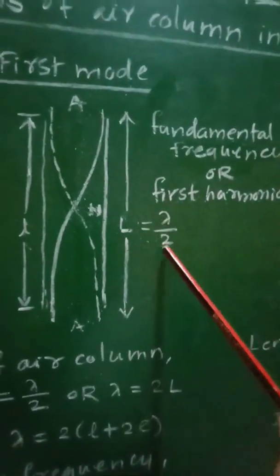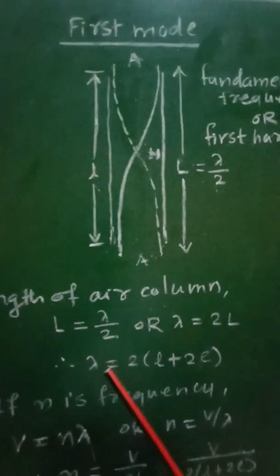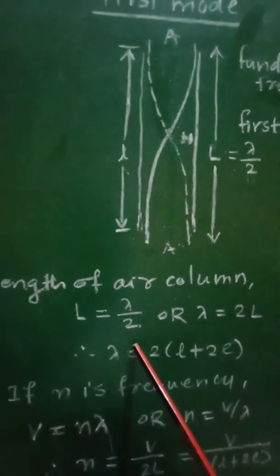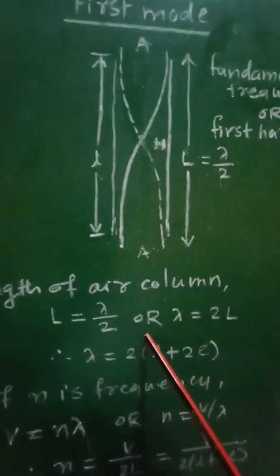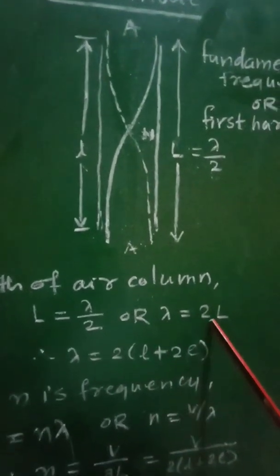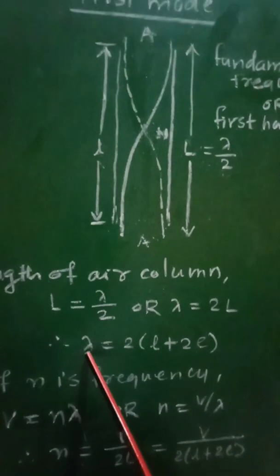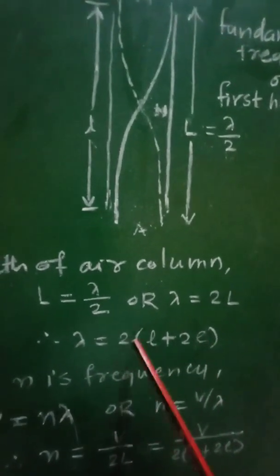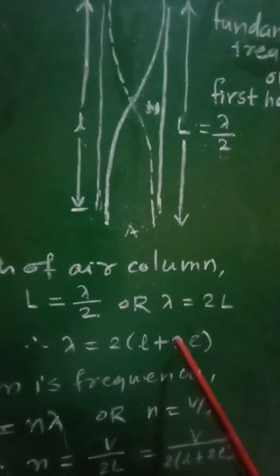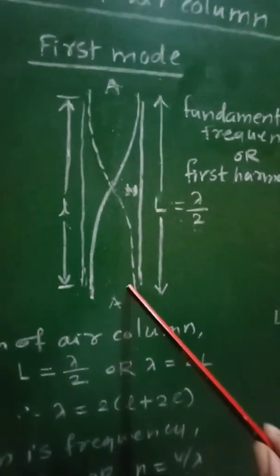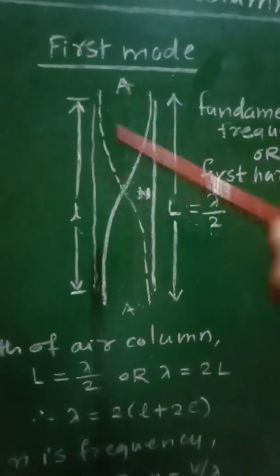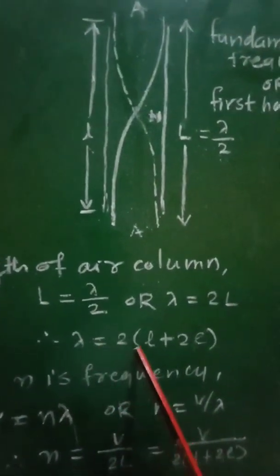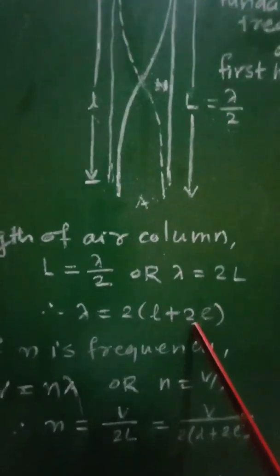L is equal to lambda by 2, and therefore lambda will be equal to 2L. Therefore lambda will be equal to 2 into (L plus 2e), because there will be end correction at both ends, and therefore lambda is equal to 2 into (L plus 2e).